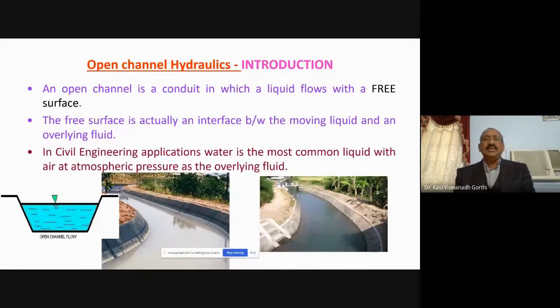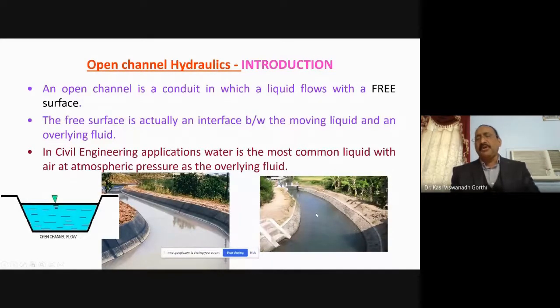Open channel is a conduit in which liquid flows with a free surface. Contrary to this, in a pipe flow, the entire cross-sectional area of the pipe is completely filled with the flowing liquid. Whereas in the case of open channel flow, you have a free surface. In the figure, you can see what this free surface is. This is a canal carrying water. The top water surface is called the free surface.